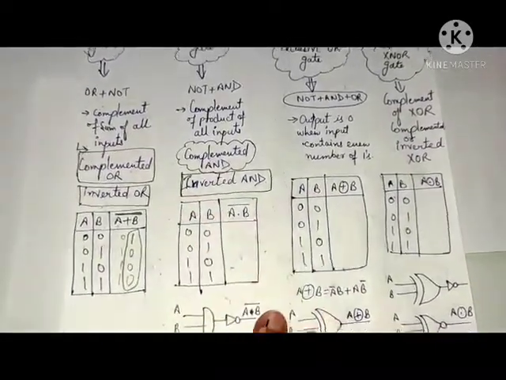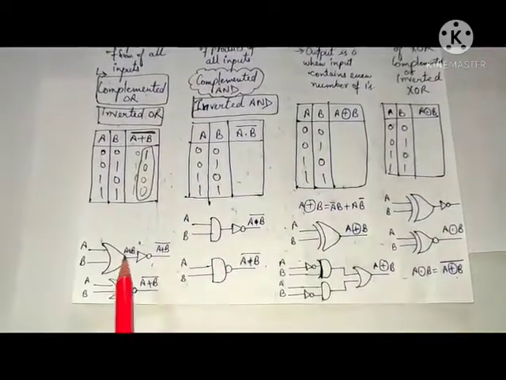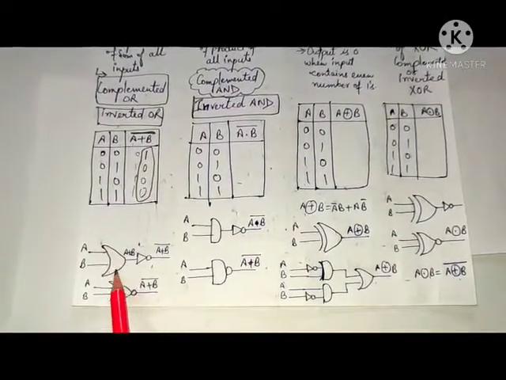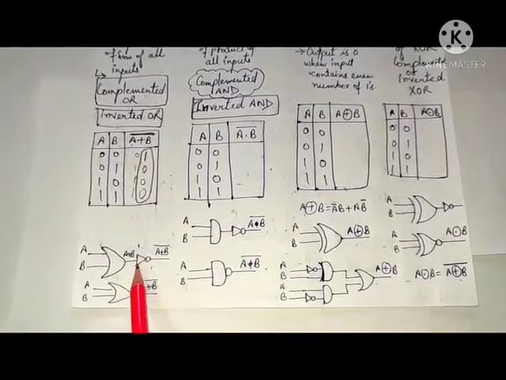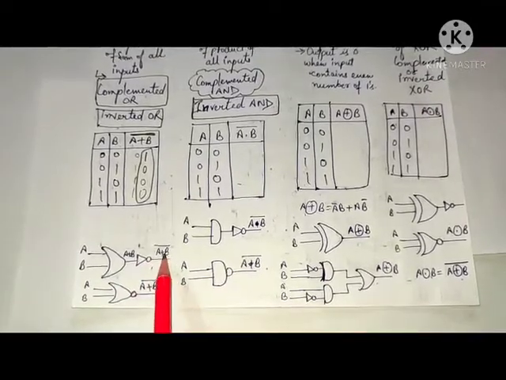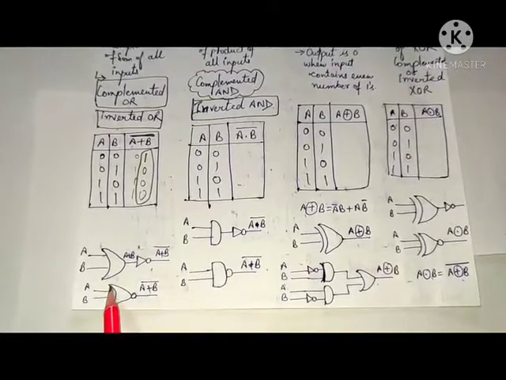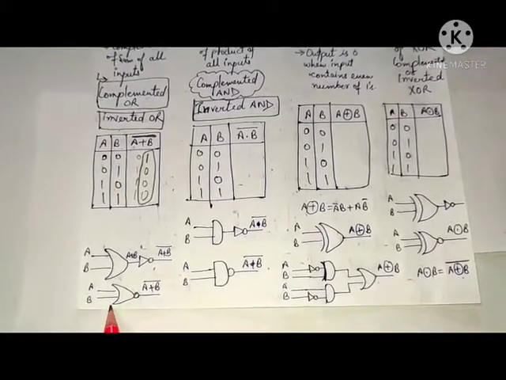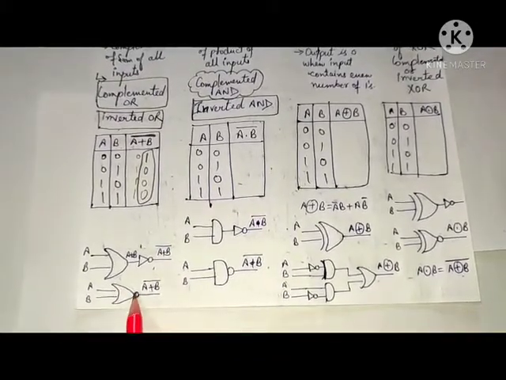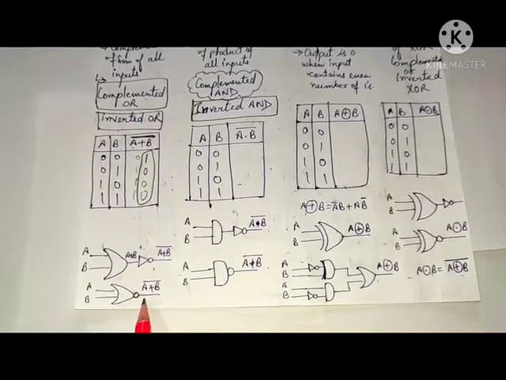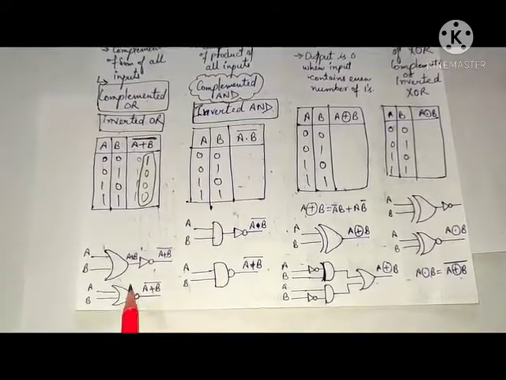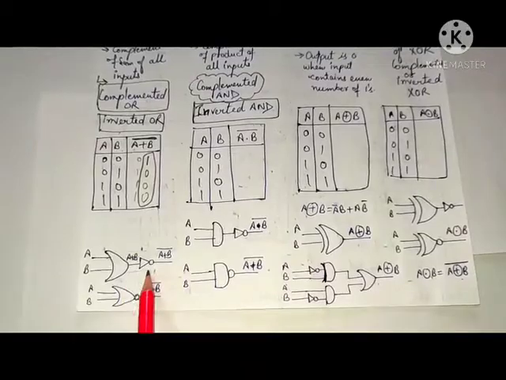Now what is the symbol for NOR gate? Firstly we have to perform the OR operation, then NOT operation. And we can write this symbol like this. Just write the symbol of OR and put the 0 at the end. This is also NOR gate and we can represent it as this or this.